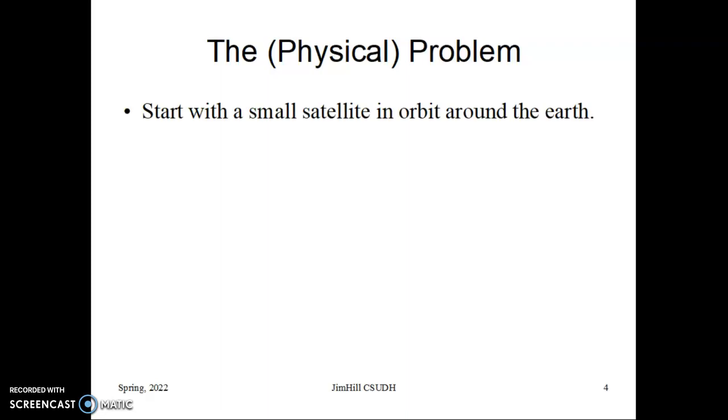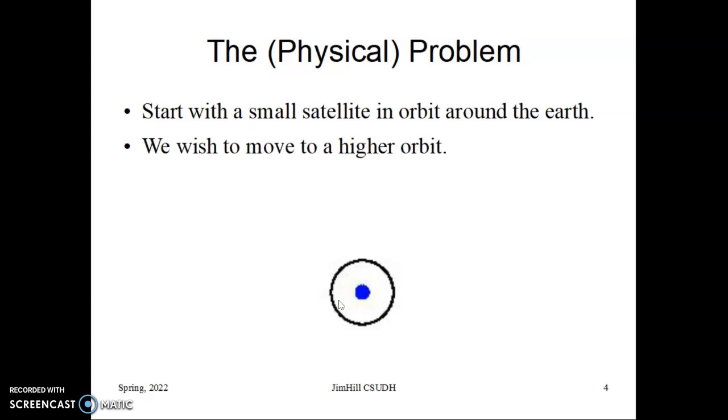I start with a satellite in a circular orbit around the Earth, and I say small, meaning I'm treating this as though the Earth is infinitely massive compared to the satellite. So there's my silly little picture. I've got the Earth and I've got a circular orbit. It can be a low Earth orbit or mid-range orbit. I don't care. It just has to be circular. If I want to move to a higher orbit, one that's farther away from the Earth, the basic question is how do I get there efficiently?